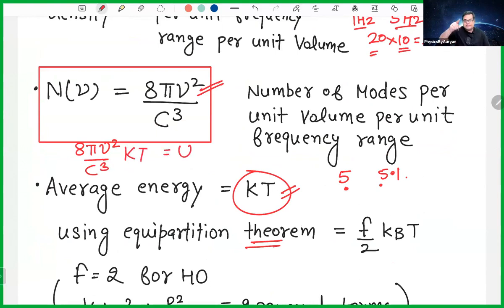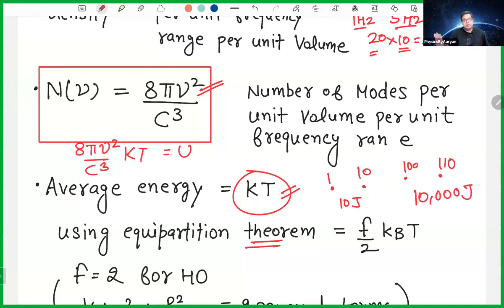And you can clearly see that this will just keep on increasing with frequency. So if you just keep on increasing the frequency, energy will also keep on increasing. So it means if you have, let's say between 1 hertz and 10 hertz, 10 joule of energy, then between 100 hertz and 110 hertz, you will have almost 10,000 joule of energy. So energy will just keep on increasing. So it means that any body is giving most of its energy to the high frequencies. It means the sun should give us maximum energy in the ultraviolet region, which is not true.